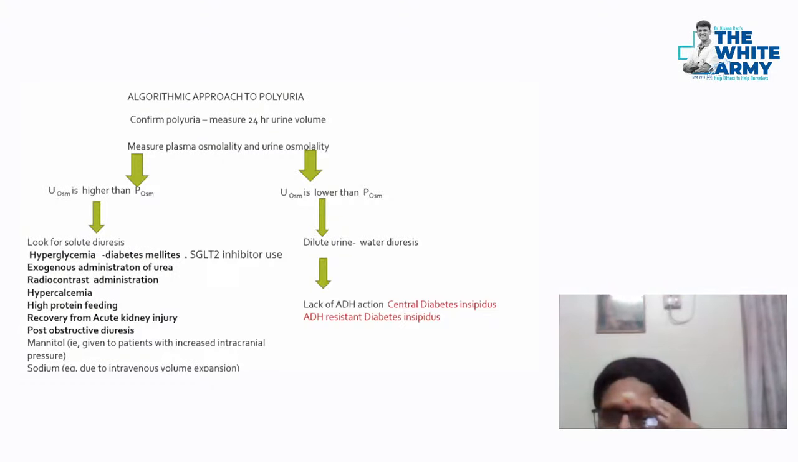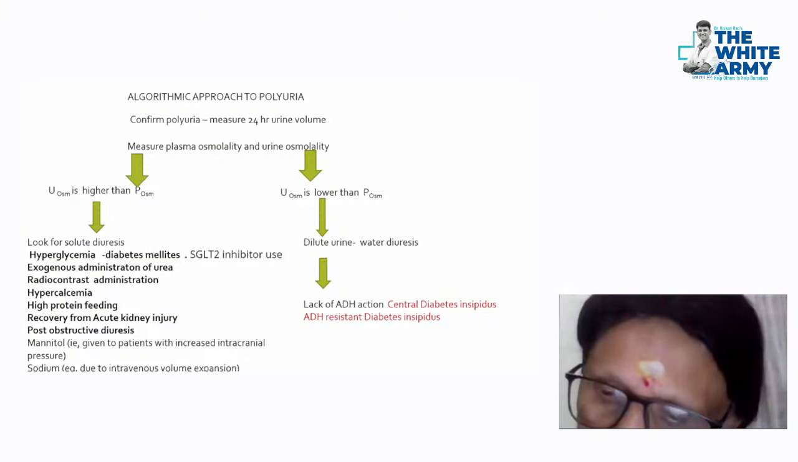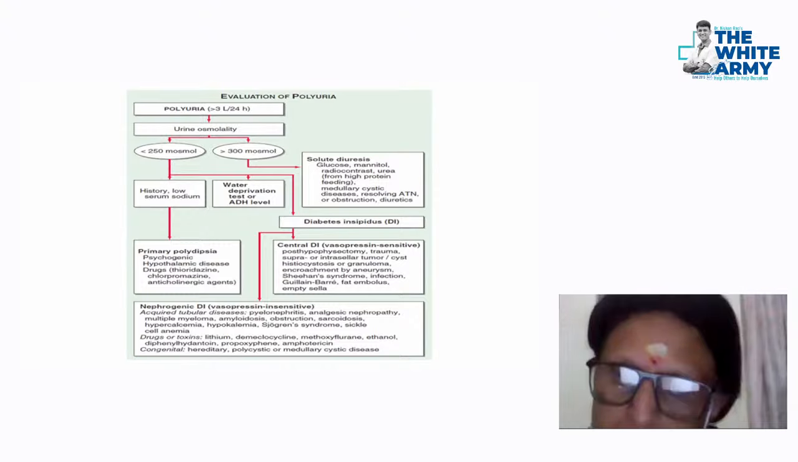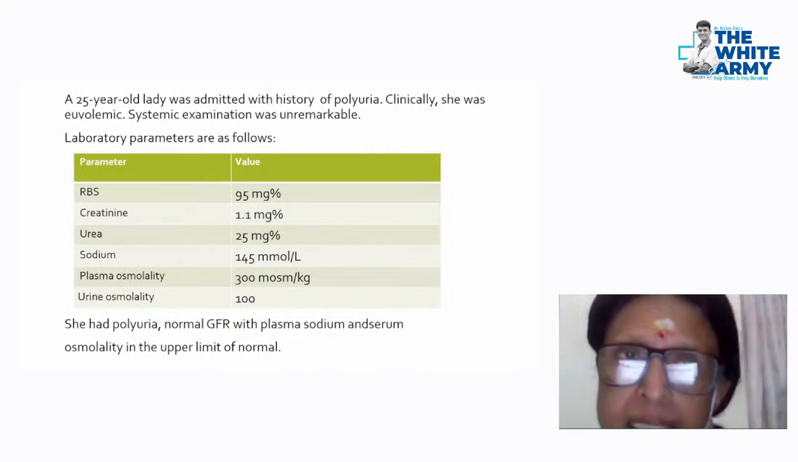If the urine osmolality is less than plasma osmolality, it is a dilute urine, a water diuresis, with lack of ADH action. It can be diabetes insipidus or psychogenic polydipsia. So how do we evaluate? This is what we discussed now. Now let us go to another case.